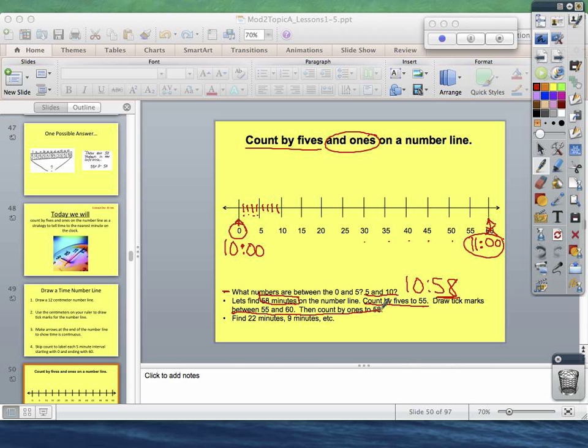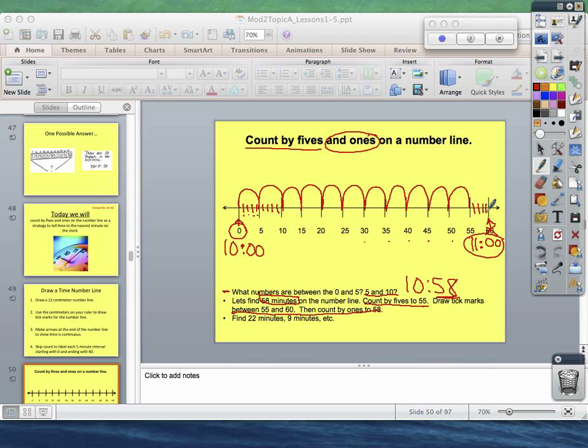Let's start at 10, and we're going to go to 55, and then we're going to find where 58 is. Everybody sit up. Come on. Gotta make sure we're paying attention. All right, we're going to start at 10. You ready? 5, 10, 15, 20, 25, 30, 35, 40, 45, 50, 55. Now I'm going to draw my tick marks between 55 minutes after the hour and 11, or the 60-minute mark. 56, 57, 58, 59.